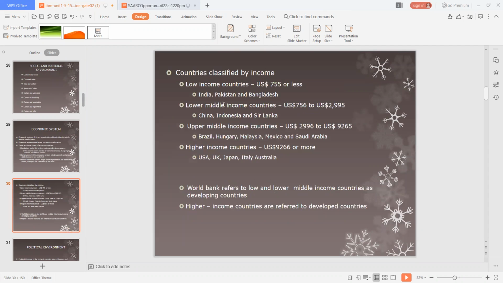So countries are classified income wise: low income countries, lower middle income countries, upper middle income countries, and higher income countries. Low income countries: India, Pakistan, Bangladesh, normally. Lower middle income countries: China, Indonesia, Sri Lanka. Upper middle income countries: Brazil, Hungary, Malaysia, Mexico, and Saudi. Higher income countries: US, UK, Japan, Australia. World Bank refers to low and lower middle income countries as developing countries. Higher income countries are referred to as developed countries.